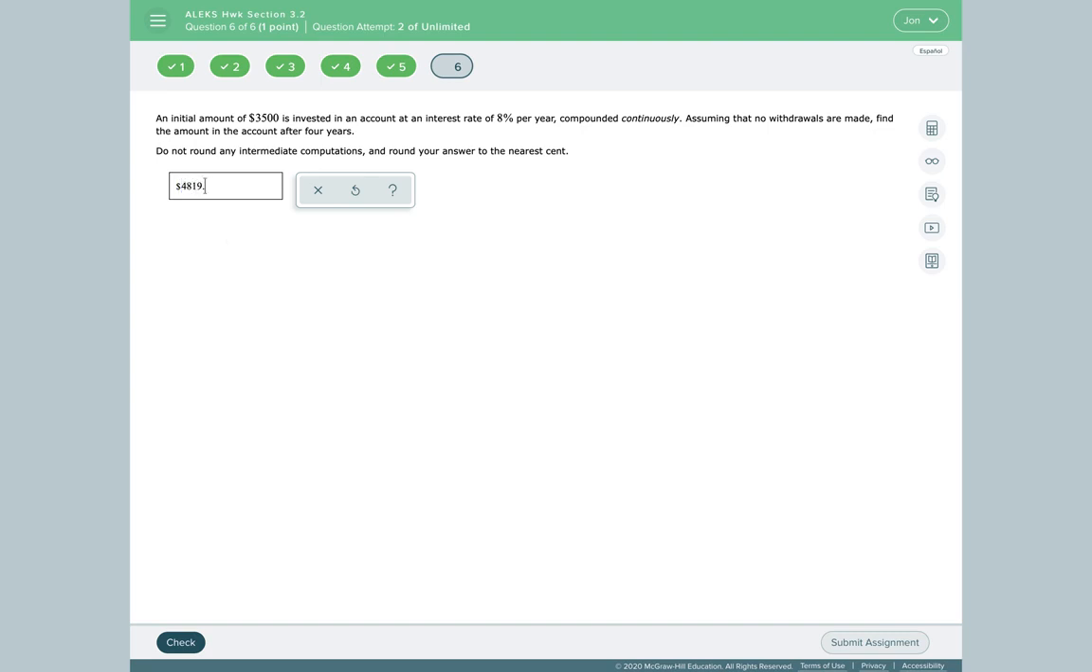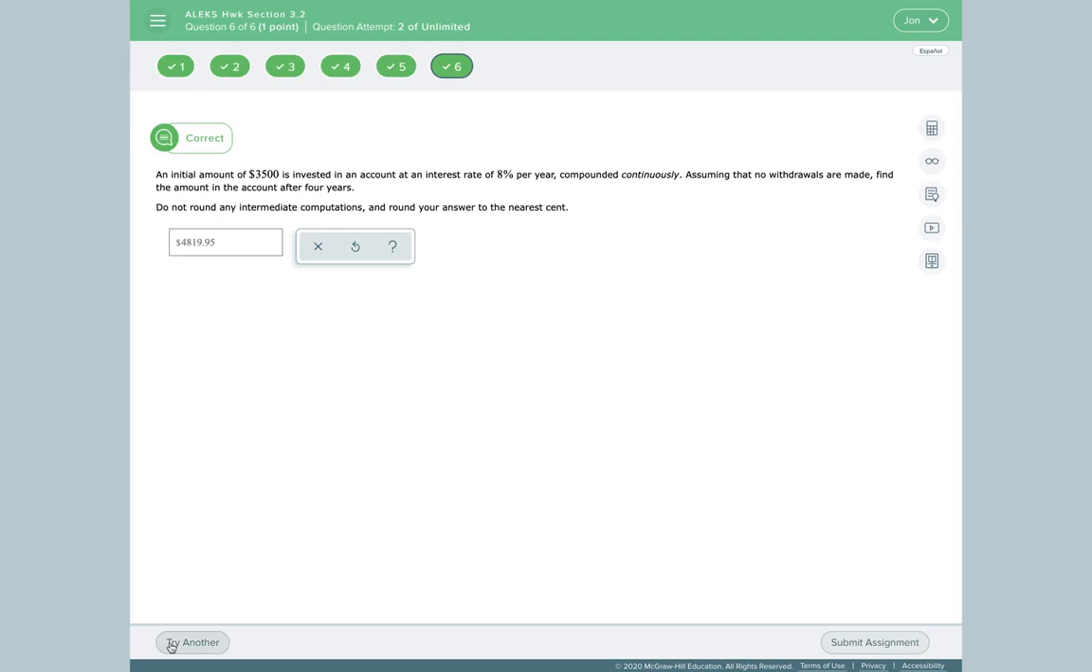So in looking at what we have now, I have 4819.95, and checking, the result is correct.